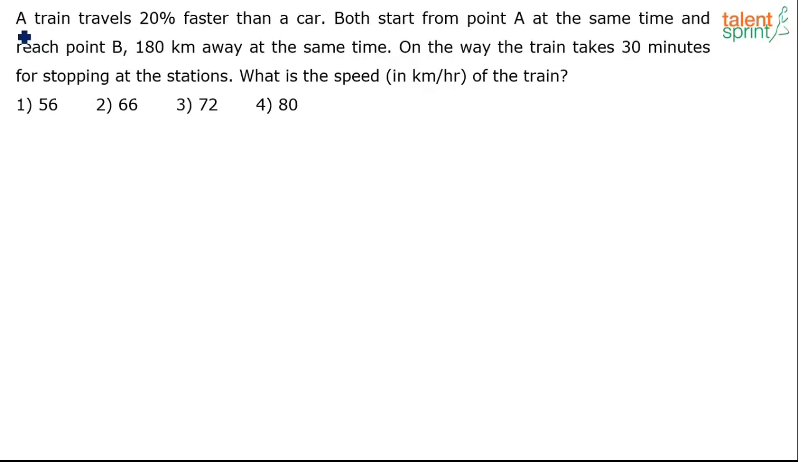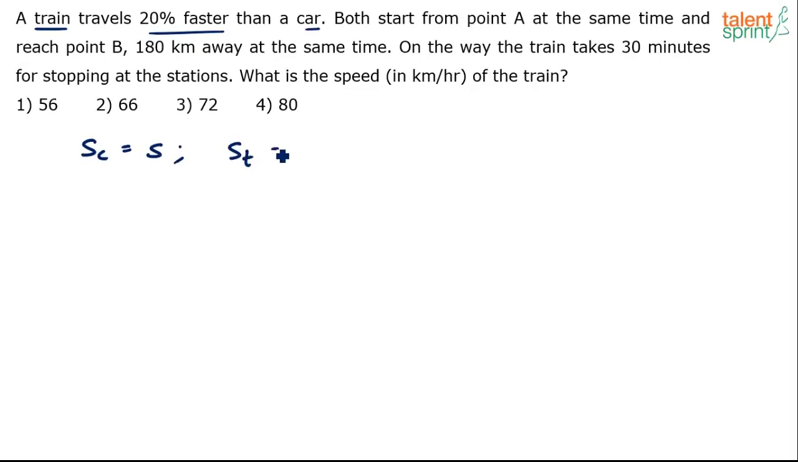So here's the question. A train travels 20% faster than a car. Both start from point A at the same time and reach point B, 180 kilometers away, at the same time. On the way, the train takes 30 minutes for stopping at the stations. What is the speed of the train? So basically there is a train and a car, right? The train here travels 20% faster than the car. So let's assume the speed of the car is S.